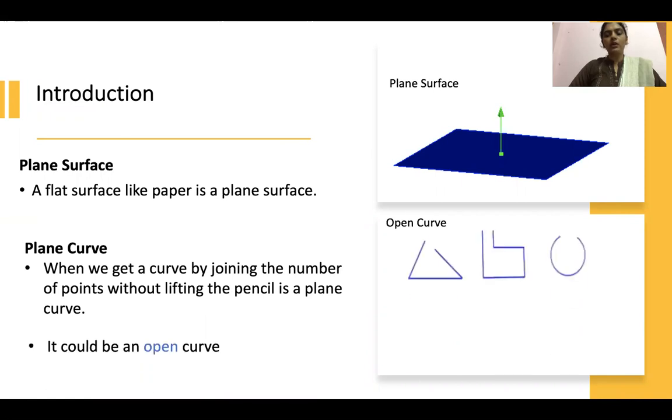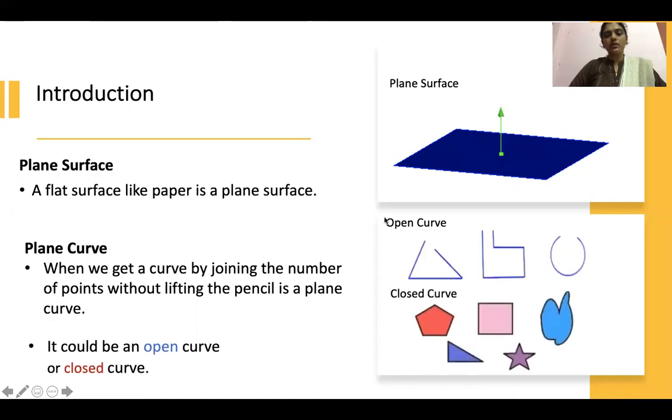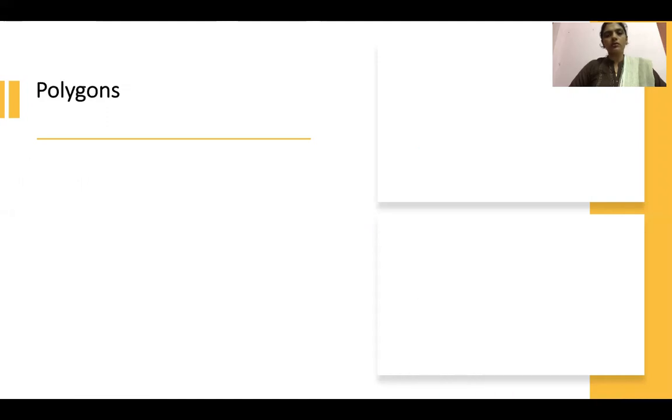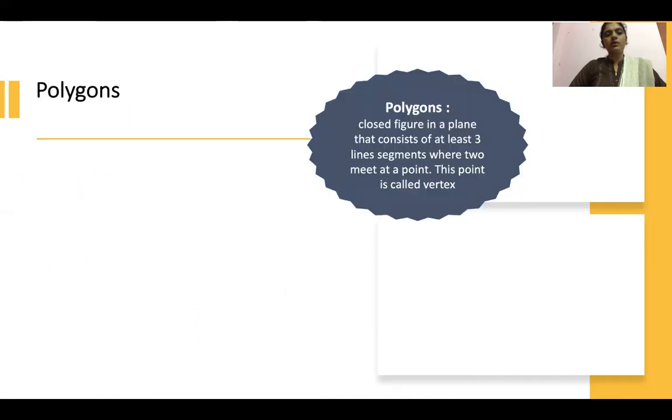It can be open curve. The curve which is open is called open curve, and it can be closed curve. The curve which is closed is called closed curve. Now polygon. Polygon is a closed figure made up of joining line segments where two line segments are meeting at a point, and that meeting point of two line segments is called vertex.